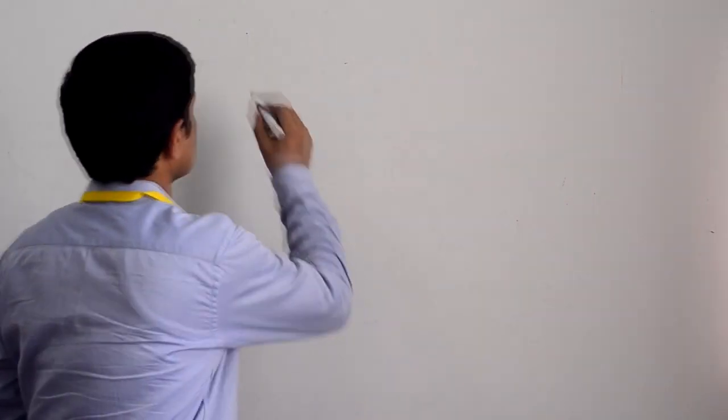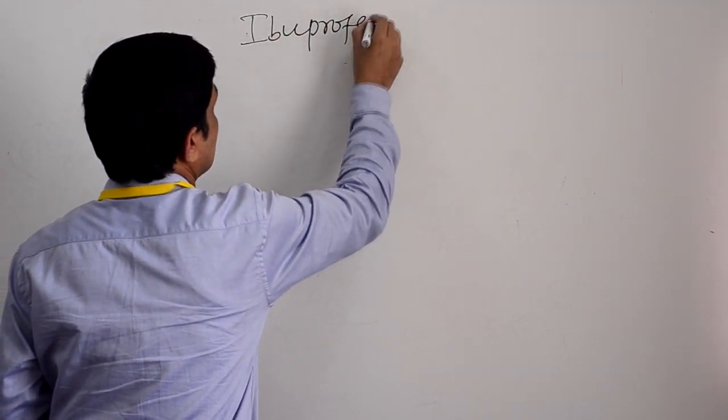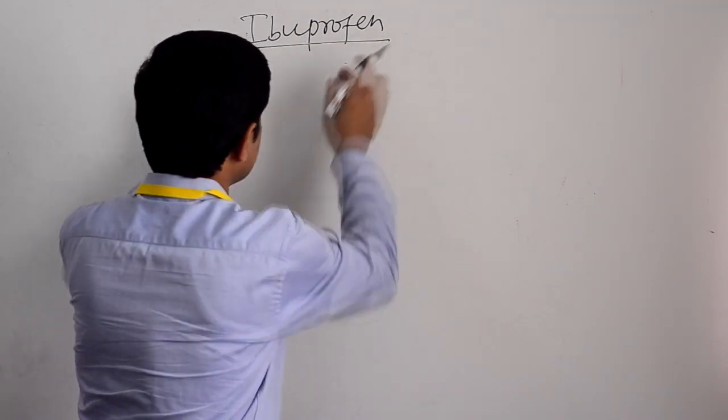Today we will discuss the IUPAC name, mechanism of action, uses and synthesis of ibuprofen. Ibuprofen is an NSAID, a non-steroidal anti-inflammatory drug. For the synthesis and IUPAC name, we should know the structure of ibuprofen. So can we write the structure of ibuprofen by seeing the name?